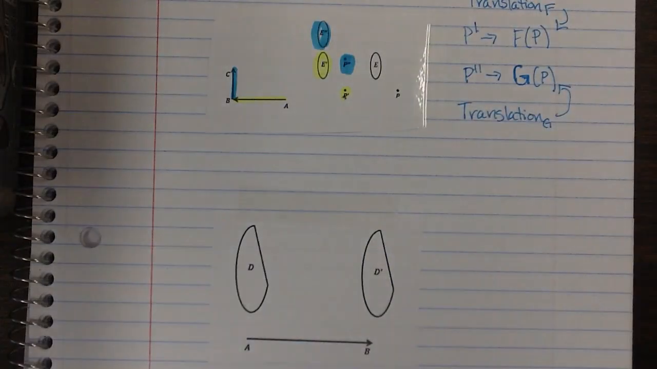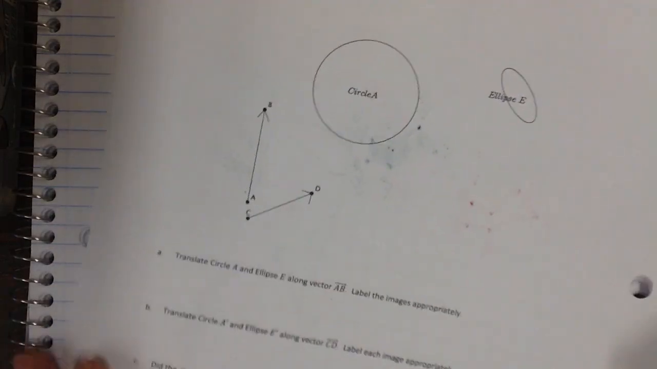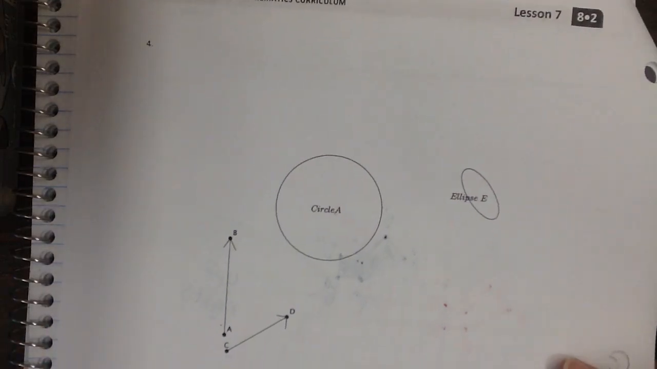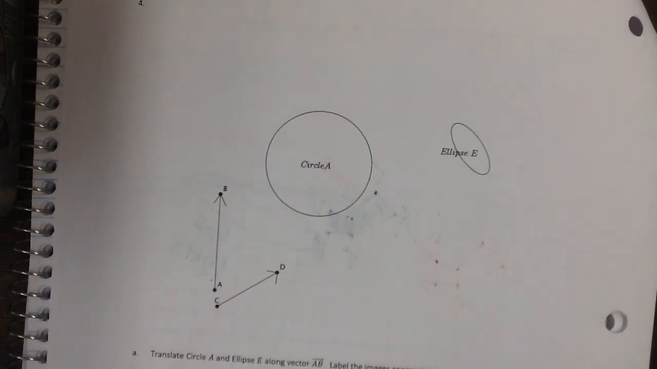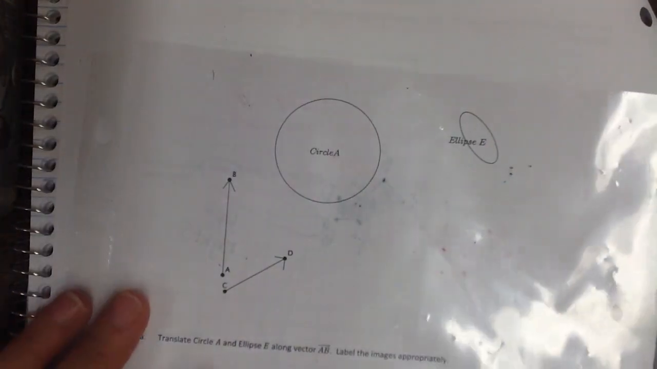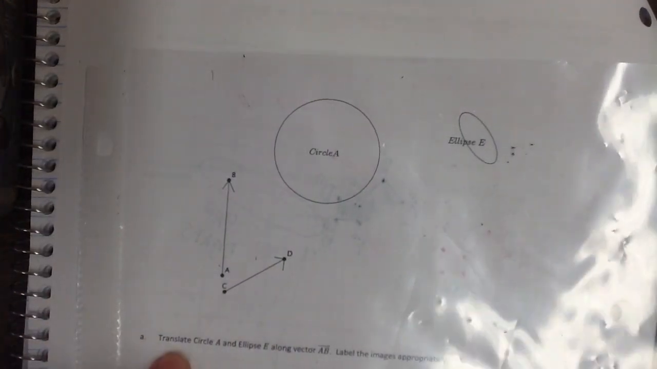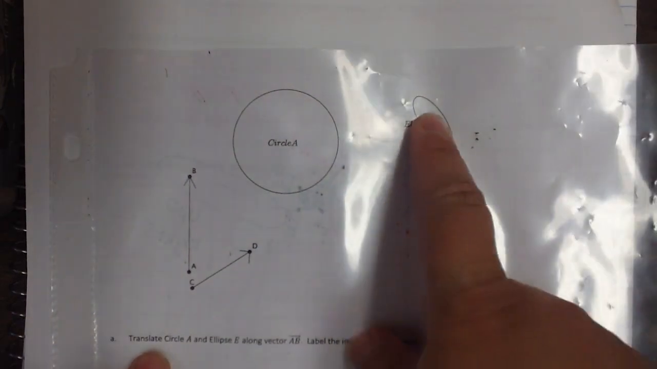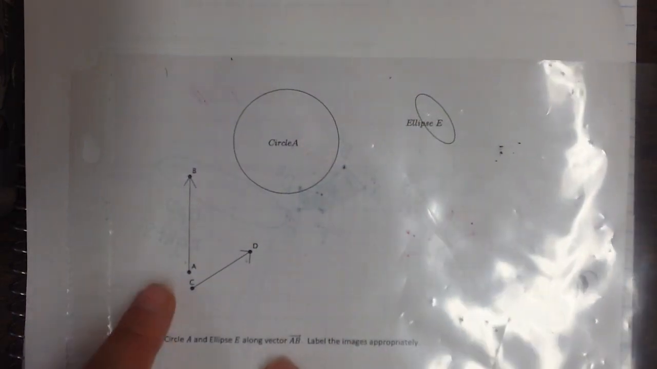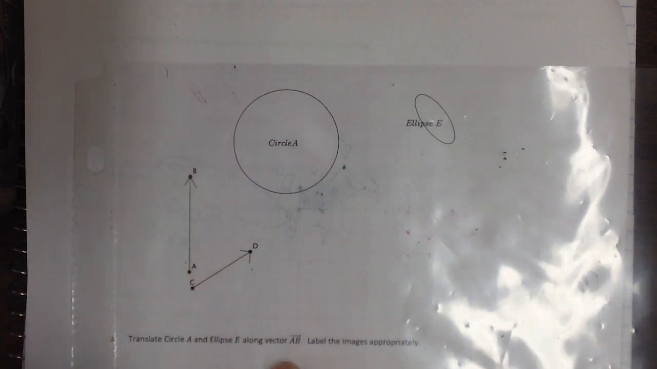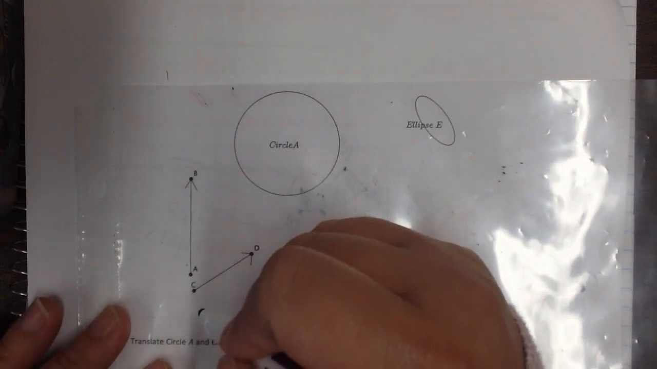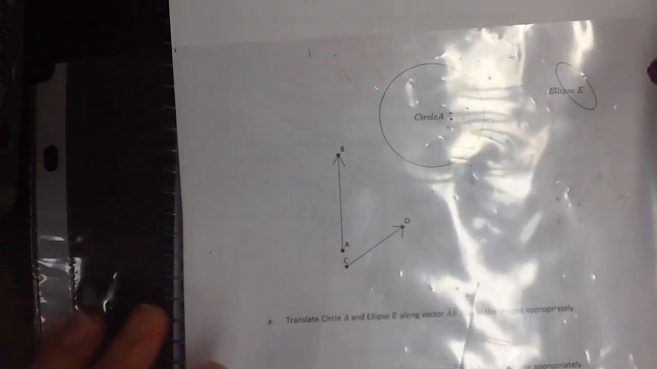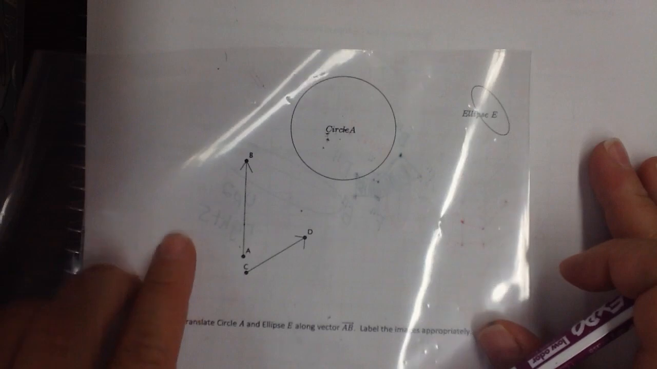Number 4. Okay, so there's no grid. And when there's not a grid, you got to go back to the transparent or the sheet protector. Alright, so it says translate circle A and ellipse E. This is called an ellipse along vector AB. So we're going to use this vector up here that goes straight up first. And because of the way this does it, I'm going to move this way over here.